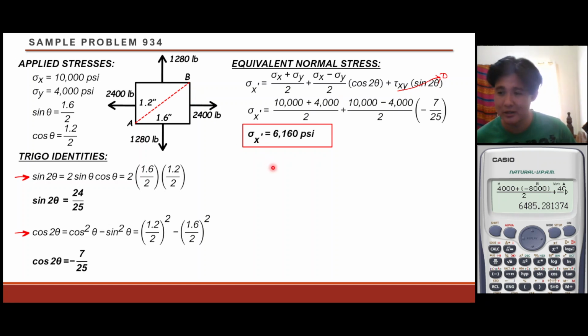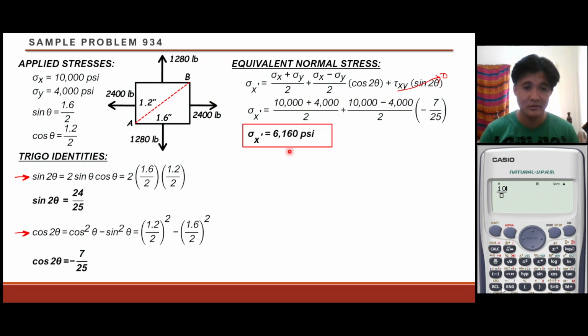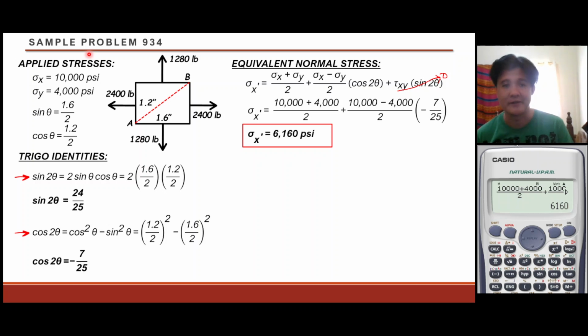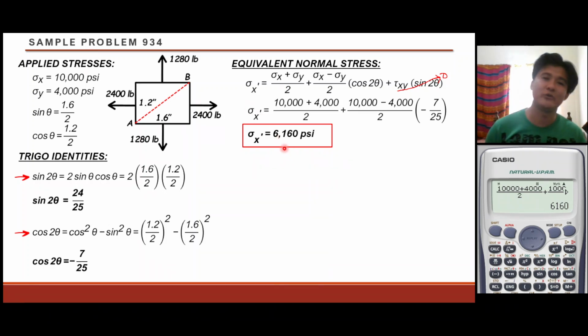Parehas ba tayo nang nakuha sa calculators nyo? Check natin, ano? So we have 10,000 plus 4,000 all over 2 plus 10,000 minus 4,000 all over 2 times negative 7 over 25. So that is yung 6,160 psi. And then, equivalent normal stress yan.